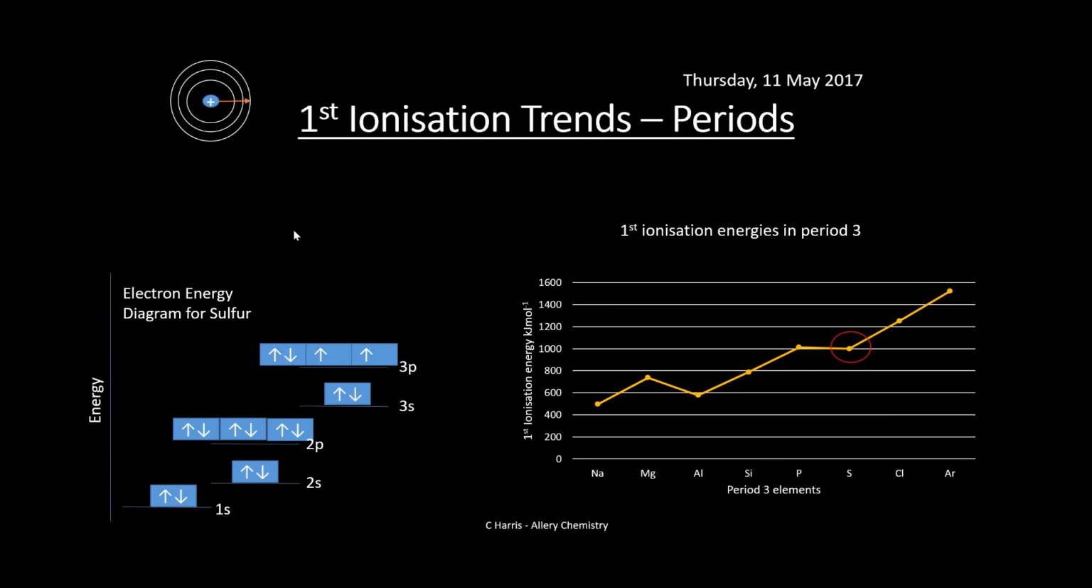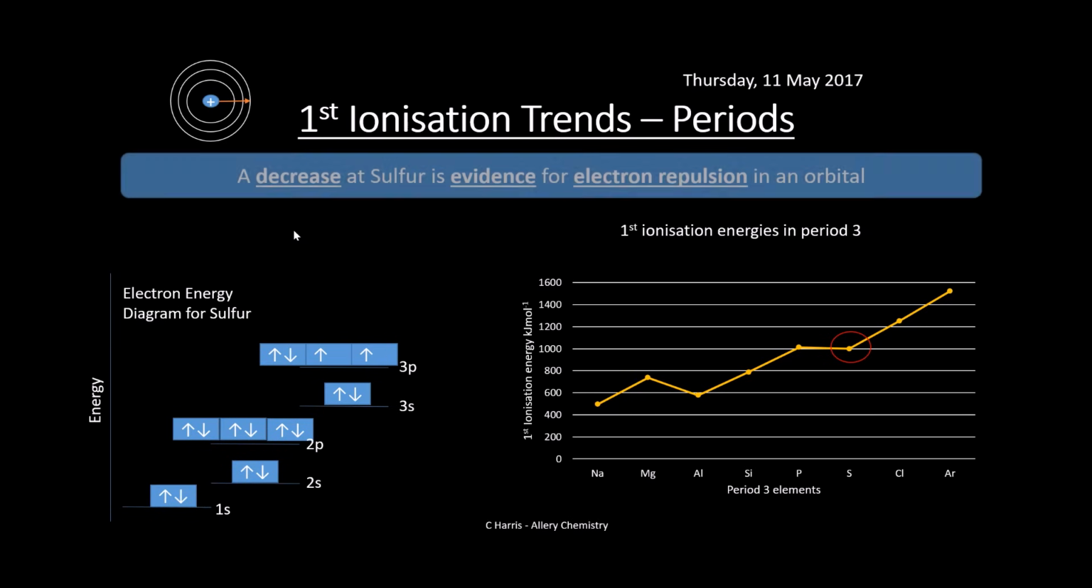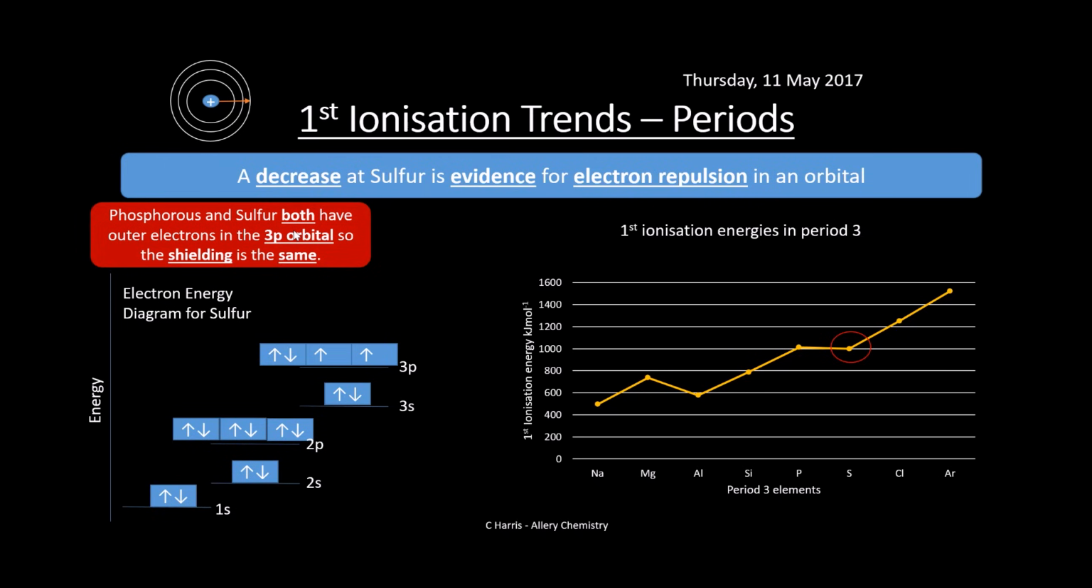Okay, let's look at sulfur. Sulfur is a little bit more complicated, so it drops here. Basically, the decrease at sulfur is evidence for electron repulsion in an orbital. So that electron repulsion, make sure you remember that bit. Phosphorus and sulfur both have outer electrons in the 3p orbital, which is fine.